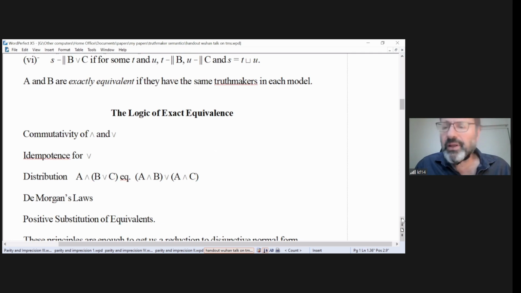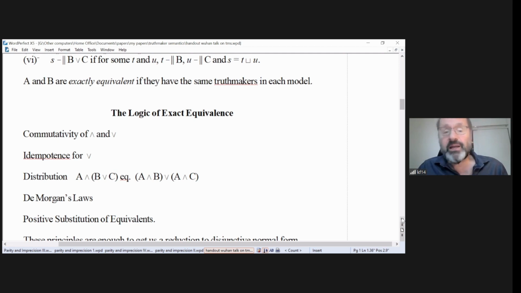So let me just go through these. These are the exact equivalents that we have in the logic. We have that A and B is equivalent to B and A, and A or B is equivalent to B or A. This should be evident from the clauses, that they have the same exact truth makers. We have A or A equivalent to A, but under the non-inclusive semantics, we don't have A and A equivalent to A.